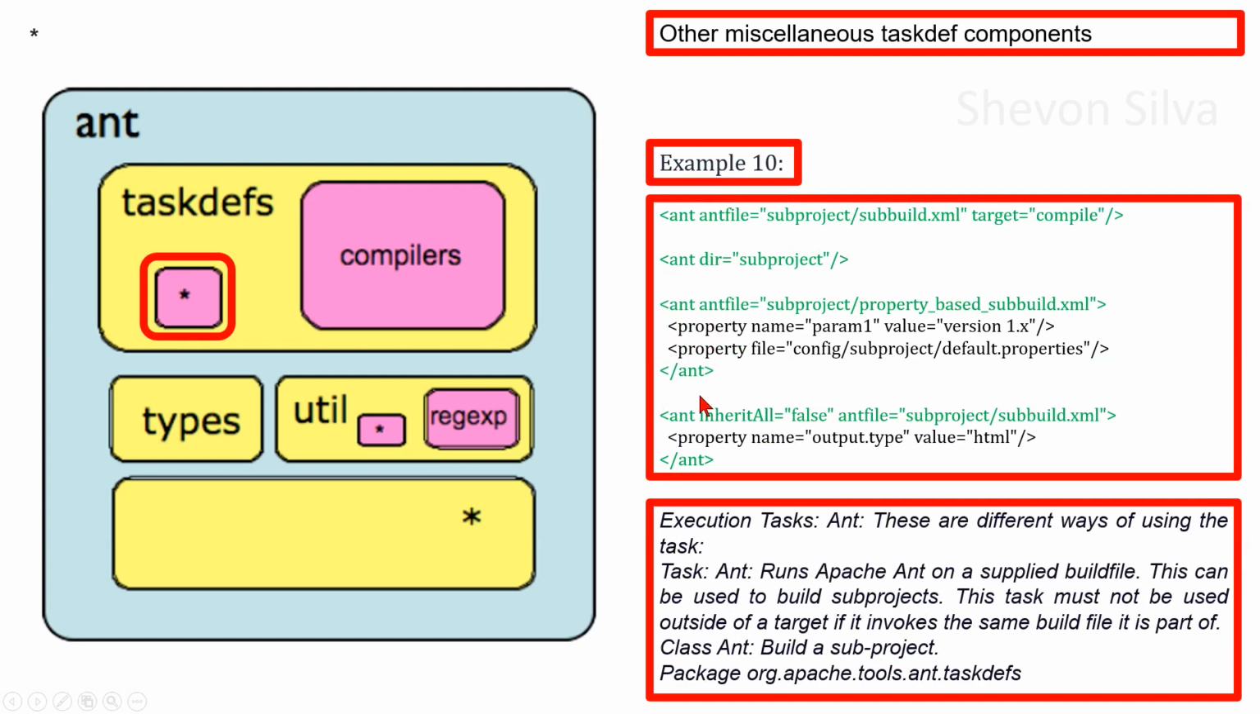These are different ways of using the tasks. Task Ant runs Apache Ant on a supplied build file. This can be used to build subprojects. This task must not be used outside of a target if it invokes the same build file it is part of. The class Ant built a subproject. This is in the package org.apache.tools.ant.taskdefs.